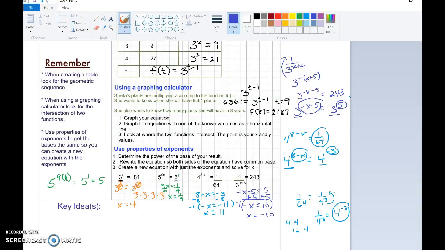So there are 3 different ways that you can solve exponential equations. So remember, when you're creating a table, you're going to look for the geometric sequence, and sometimes you have to use all 3, okay? But you're going to look for a geometric sequence to be able to create your exponential function.